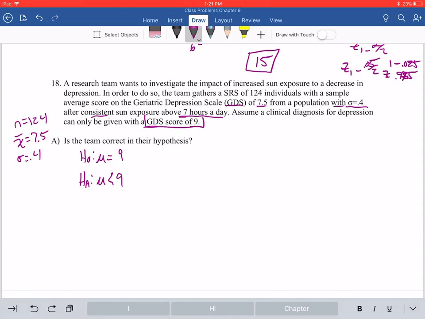And now we go and calculate our z-score. Our z-score here is going to be 7.5 minus 9 divided by the standard error of x, which I already did, was 0.359, which is going to give you a value of negative 41.7827. As you can see, this is an area that's very far to the left of the mean.